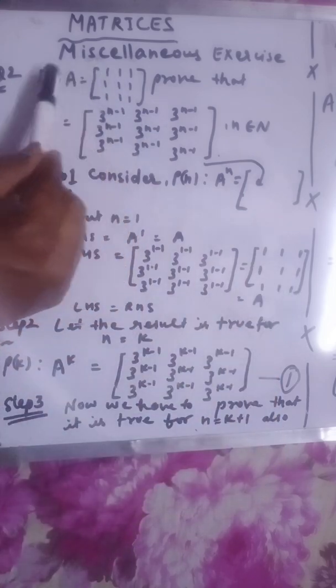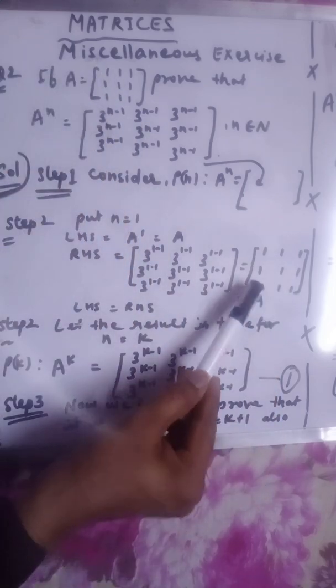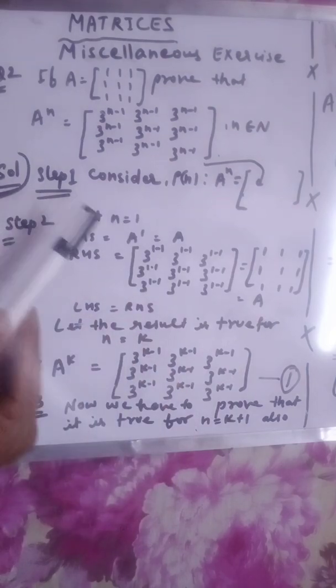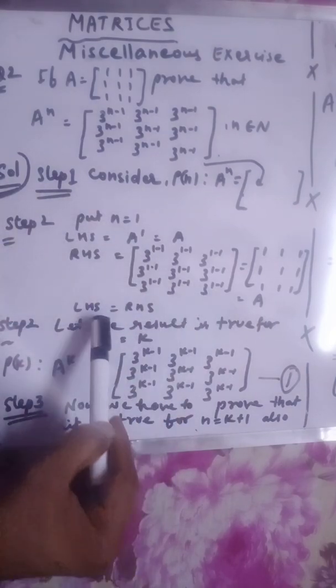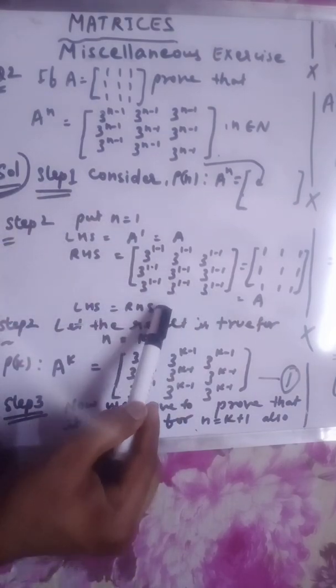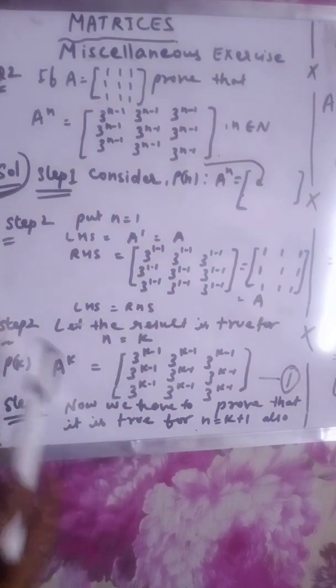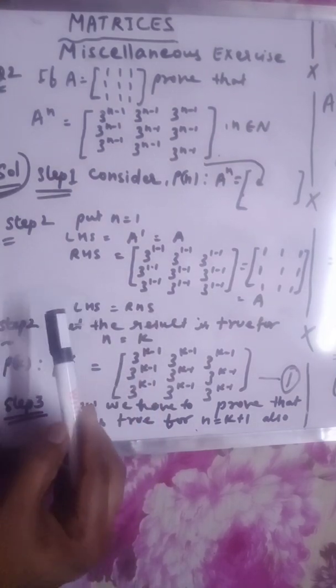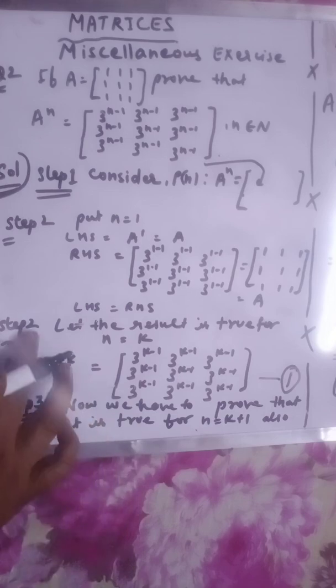This is your A matrix. So in place of this I'm writing A matrix. Hence your left hand side and right hand side are both equal. Hence the first step is verified. After this step there is step number 3.